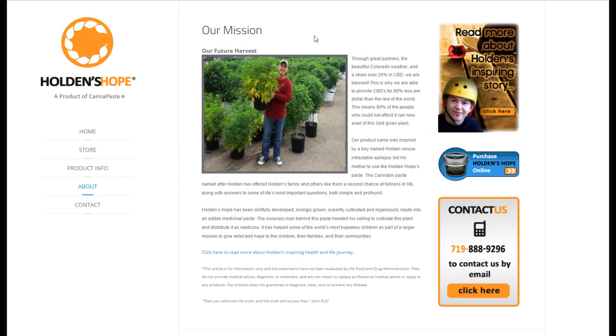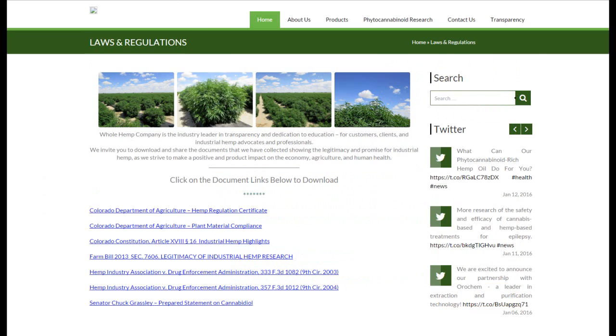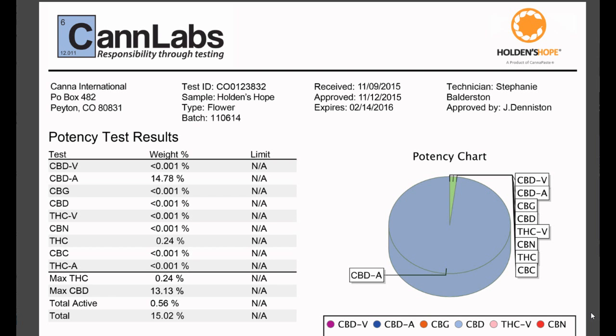Canna International works exclusively with the Whole Hemp Company, which is this website right here. The Whole Hemp Company has all the certifications through the state of Colorado. They fall under the 0.3% THC, which makes them legal in all 50 states and in most countries. Canna International is always crossbreeding new strains. Our strains like Holden's Hope are given to our growers and they grow it for us. When we buy the bud from the growers, we test it again, seen here in this lab test.